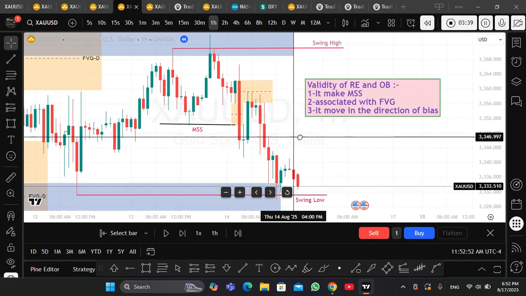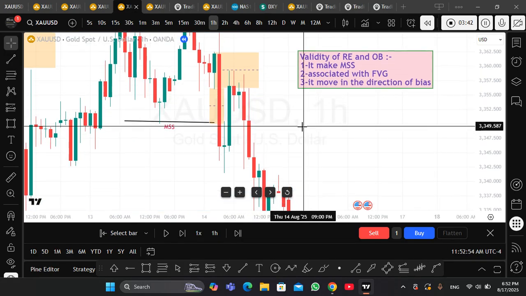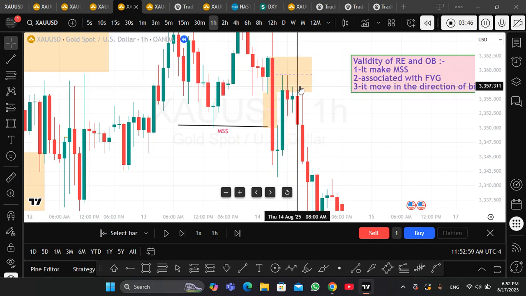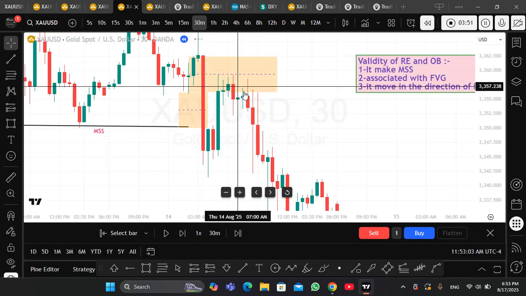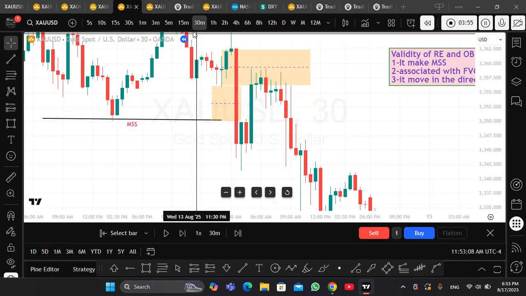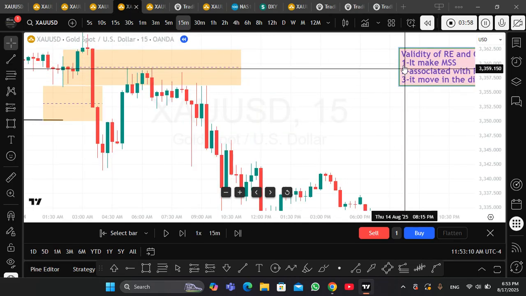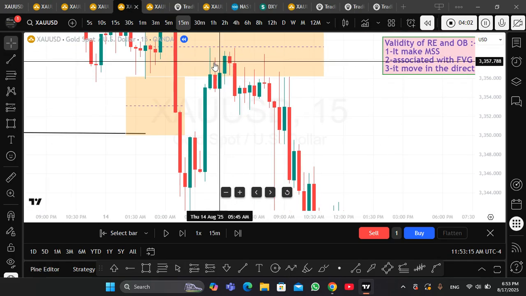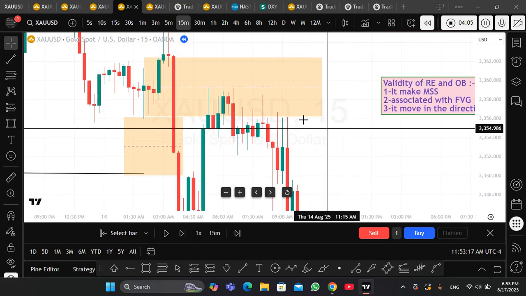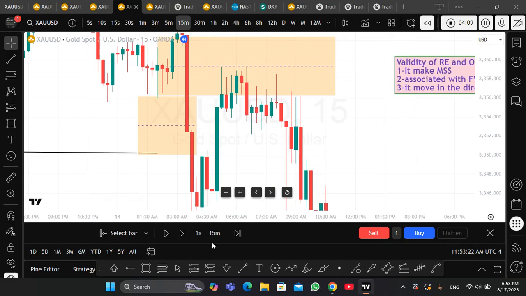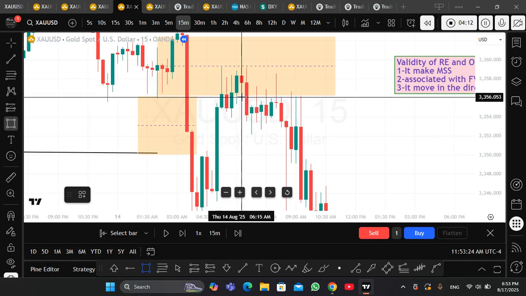On this order block, we can see multiple rejections that happened in 1 hour. This is the first, this the second, the third, this is the fourth rejection. When we change it to 15 or 30 minutes, we can see how the rejection happens here. On 15 minutes, you can see how the price moved down when it reacted to this order block, and there is a multiple rejection, and it makes a fair value gap on 15 minutes.